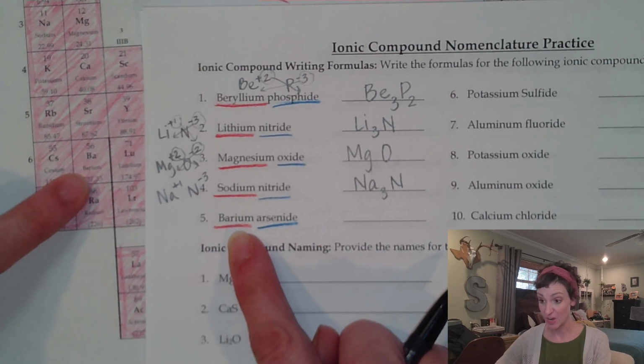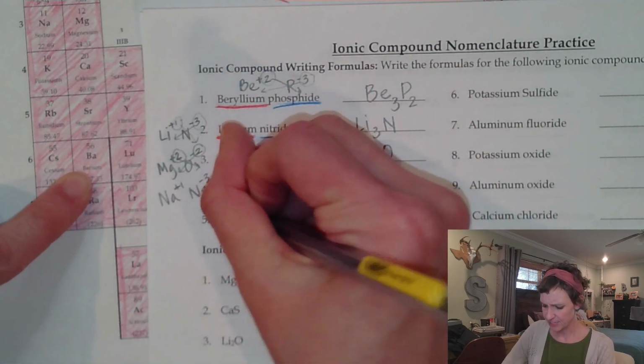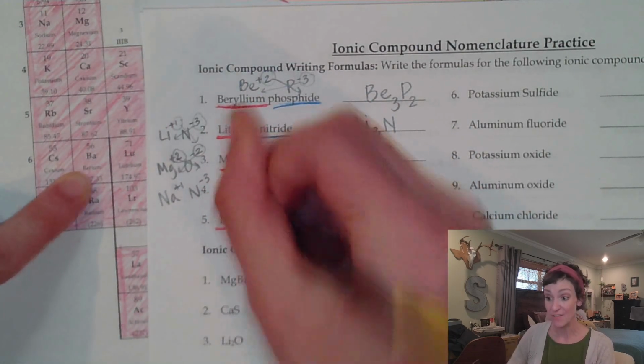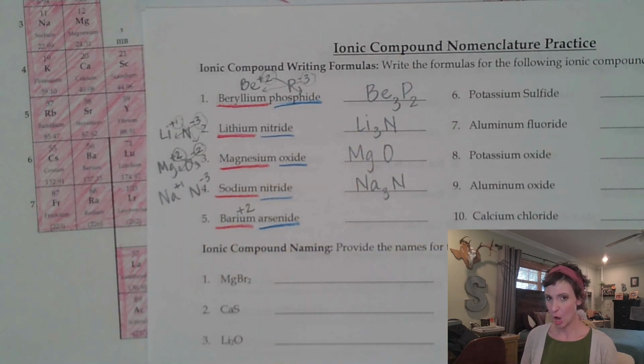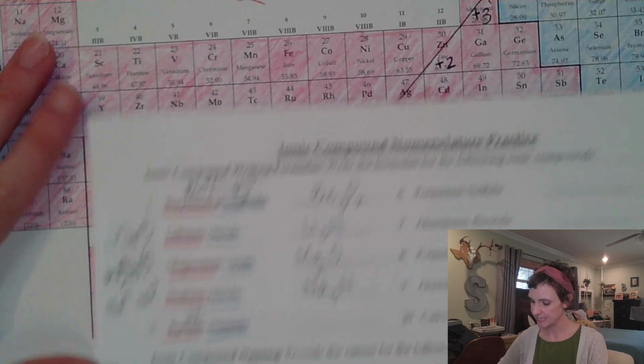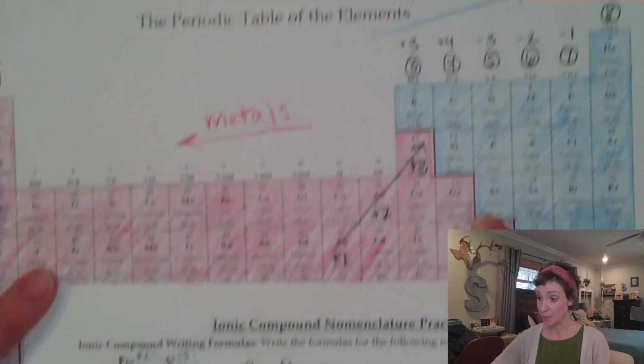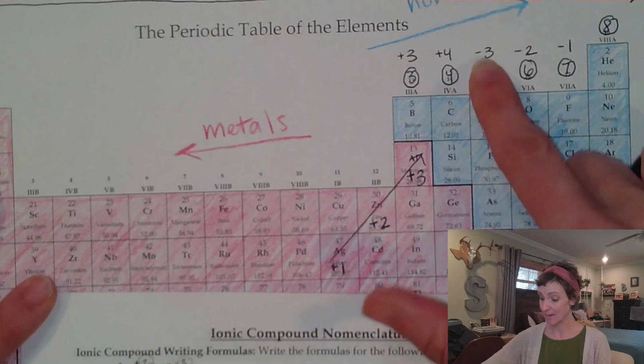Oh my gosh, he's right there in group 2. I'm like, well, he makes a +2 charge. I just write the +2 above him. And then arsenide, oh my gosh, a little bit of a sneaky one. He's in group 15. He's got a -3 charge.